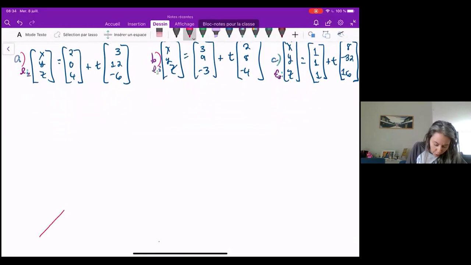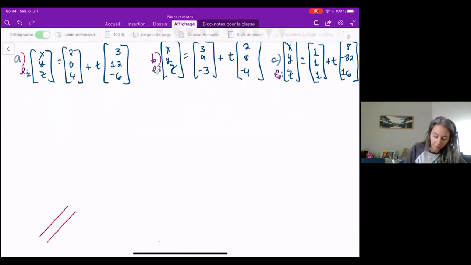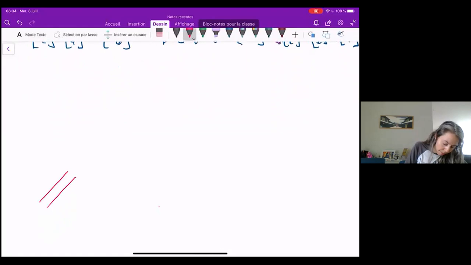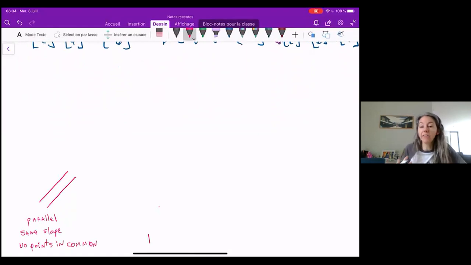If I have two lines that are parallel, notice these two parallel lines have the same slope, and they have no points in common. They never intersect. When we think about that in terms of vectors, having the same slope, remember, is like having the same direction. And if they have the same direction, that means they'll have parallel direction vectors. So I could have those two parallel lines.